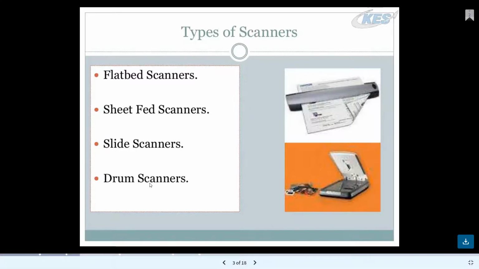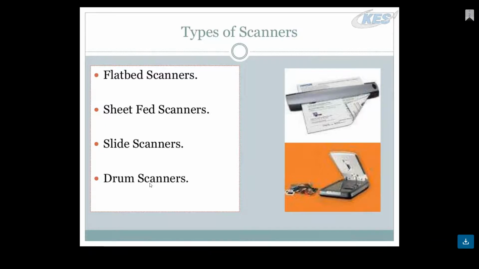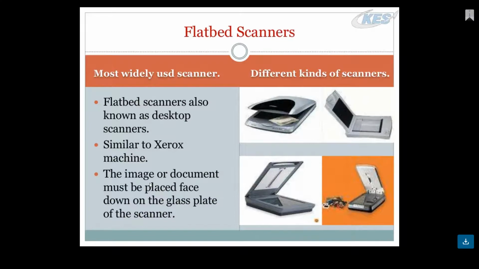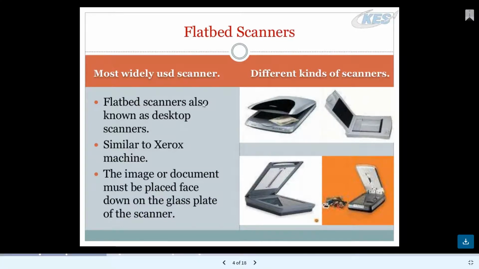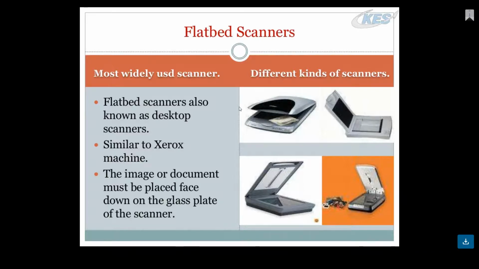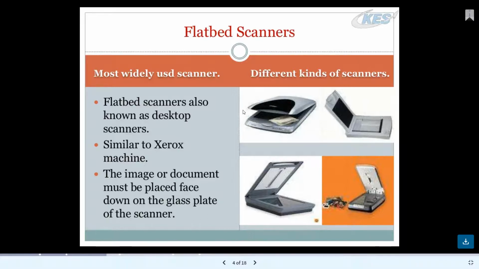Drum scanner will have a drum and a sheet is fed. It starts scanning and the output will start coming out. Most widely used scanners are flatbed scanners, also known as desktop scanners. That means when you go to any kind of office, they would be using a scanner to scan an invoice and send, or scan a warranty card and send, or scan account details and send, or scan a quotation and send, because you need your signature also. All these things in an office environment make use of a flatbed scanner.